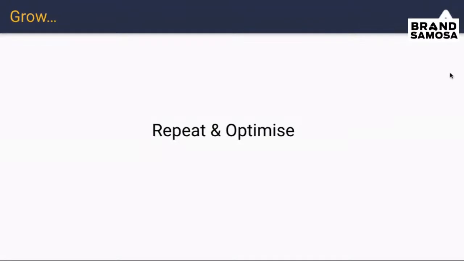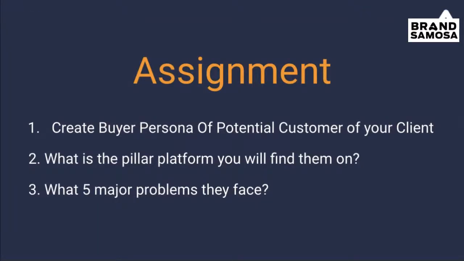Okay, to the point where we were talking about what you need to do now. This is an assignment that I give to people: you need to go back and create a buyer persona for yourself, and answer the question: what is your pillar platform, and what are the five major problems that your customers face? Once you understand that this is my target customer, this is what they are going through, the next step, once you optimize your profile and everything, is to go and engage with them and talk about the problems that they are facing.